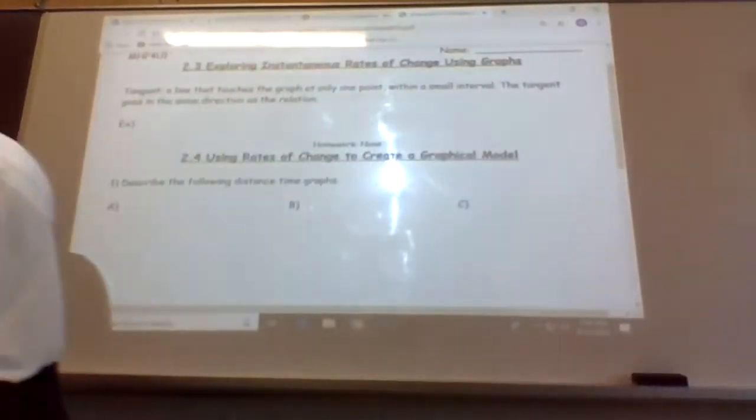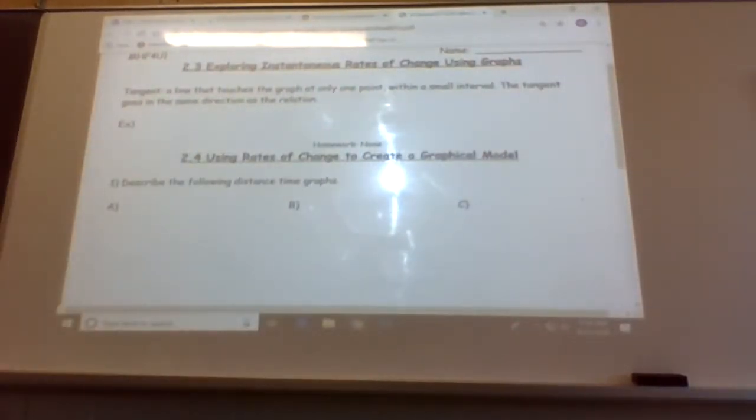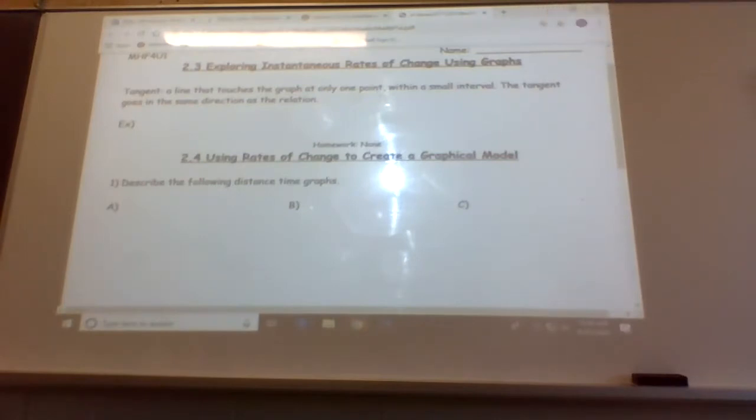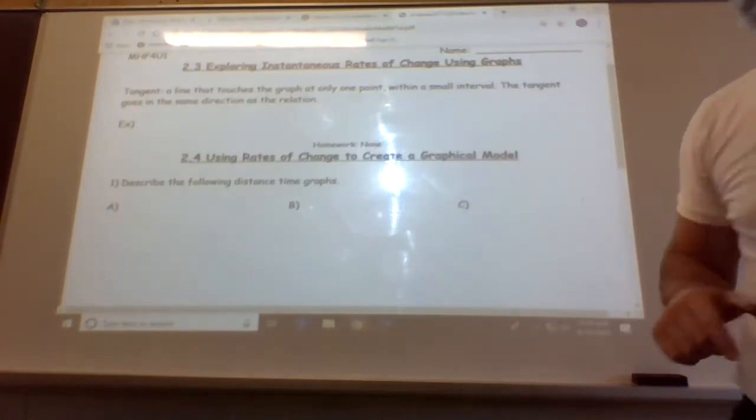So for 2.3, the only thing I want to show you is a tangent. In 2.1, I drew in the video what a secant line was. What does a secant line calculate? Alex? The average rate of change. Okay, so the average rate of change is a secant line.